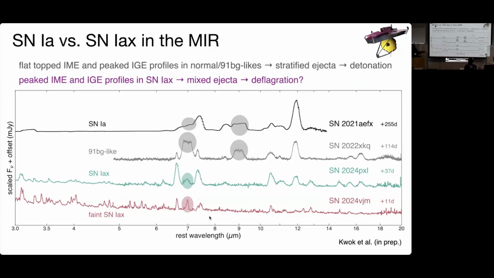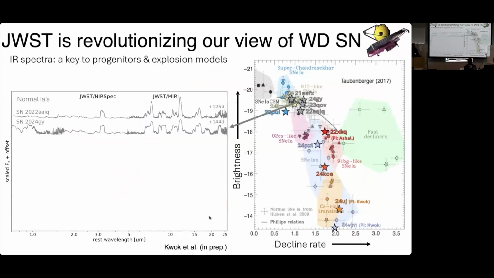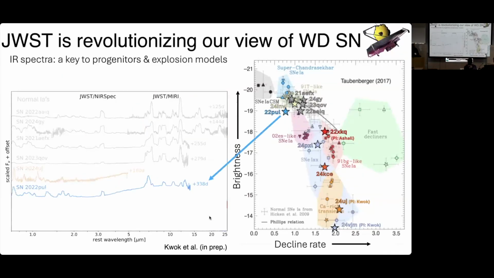There are no flat top profiles to be seen in the 1AX JWST spectrum. So pure deflagration actually seems like it's the right answer there. There's unperturbed material. We see some oxygen, which could even match. And there's still a bunch of details. Okay, so I'm going to just skip through this just to get to the end.